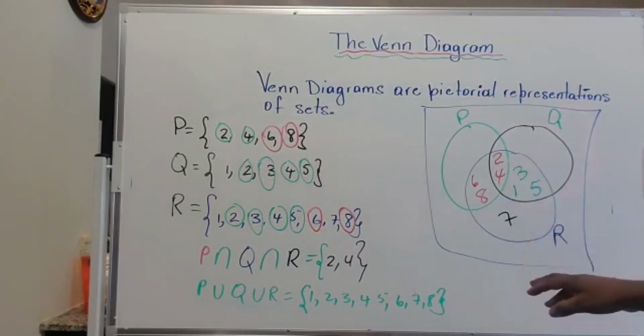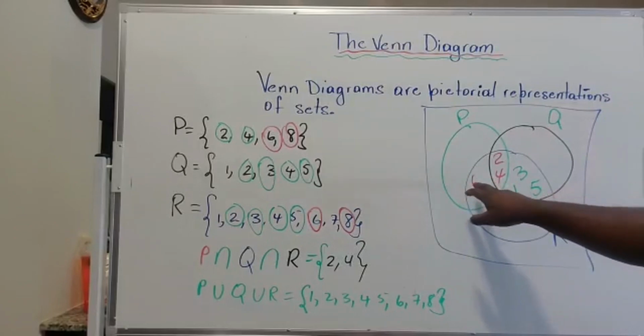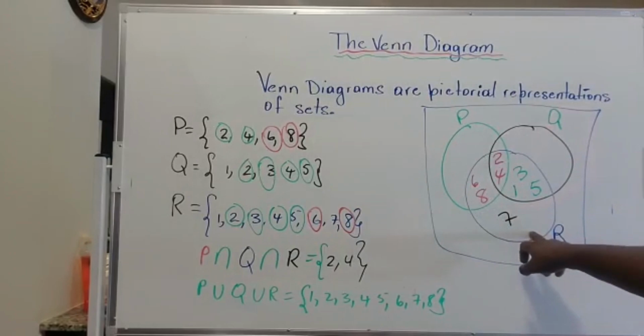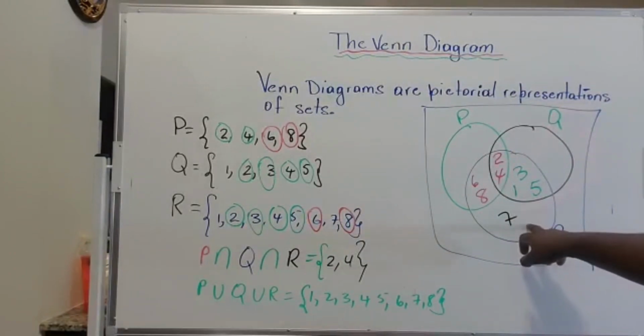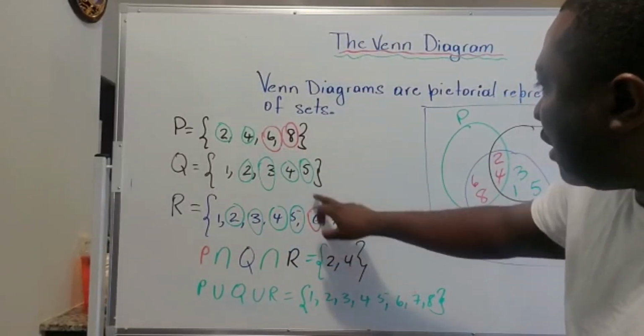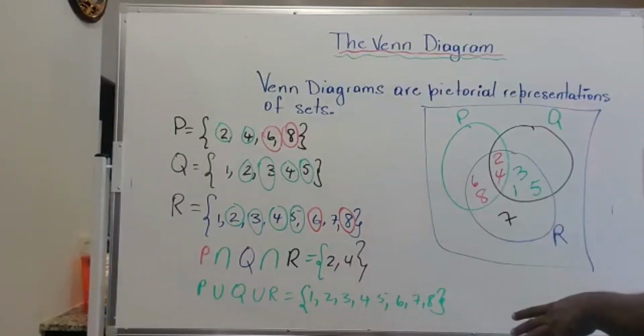I could have asked the same question. Again, what is the intersection between P and R? Again, we look for what elements are common to P and R only. And these were 6 and 8. So I could have listed them before, representing them on the set.